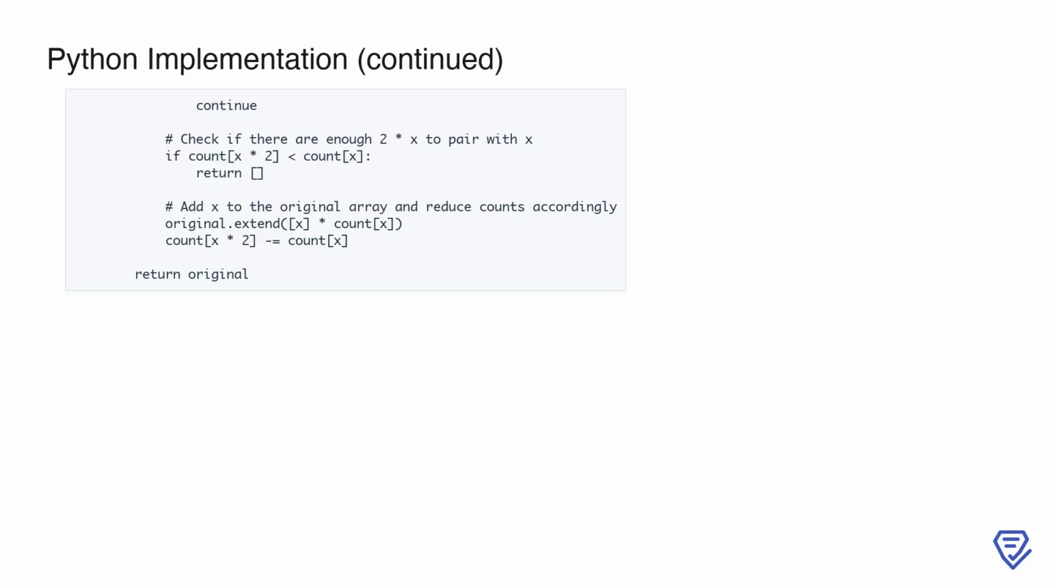On the other hand, if there are enough doubles, we add x to the original array the number of times it appears in the input, which is given by count[x]. Then, we reduce the count of 2*x by the same amount, as those elements have now been used to form pairs with x. This ensures we correctly track the remaining unused elements in the array. After processing all numbers, the original list contains the reconstructed array that, when doubled, matches the input array. Finally, we return this original list as the result.